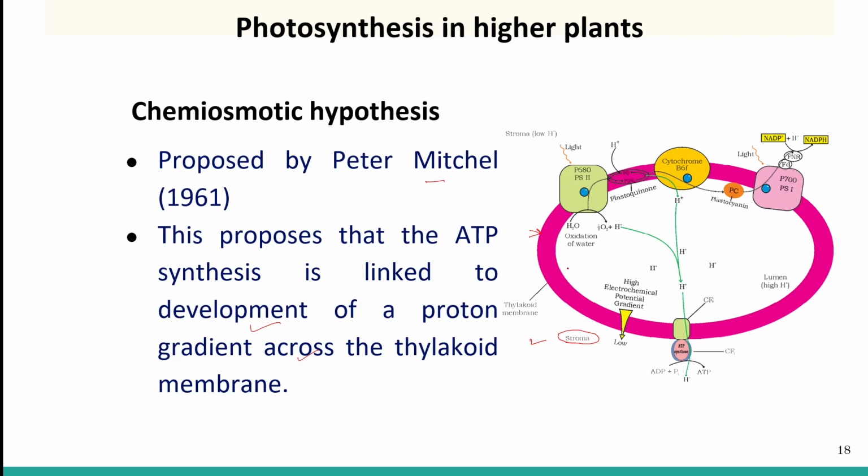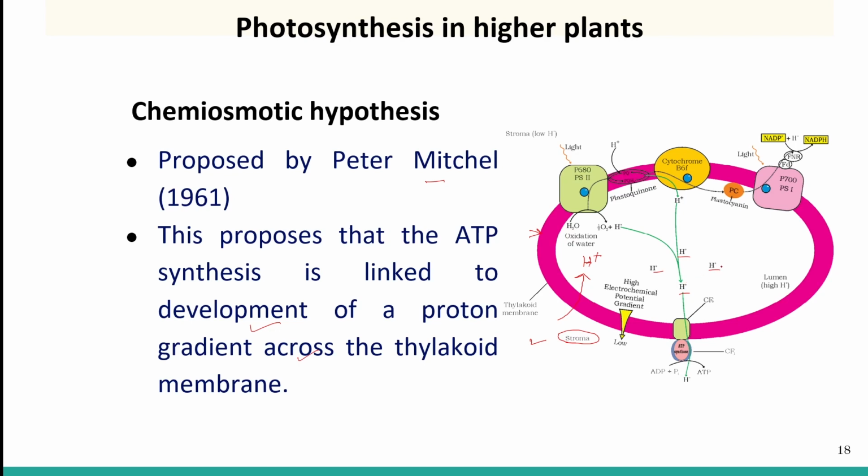So what happens during the chemiosmotic hypothesis? As the electron moves through the electron transport chain, protons are accumulated inside the lumen of the chloroplast. So from the stroma, the protons enter into the lumen here. Protons start accumulating in the lumen of the chloroplast, and there is a high concentration of protons here. Here you can see there is accumulation of protons. This accumulation of protons creates a proton gradient, or we can say an electrochemical gradient.